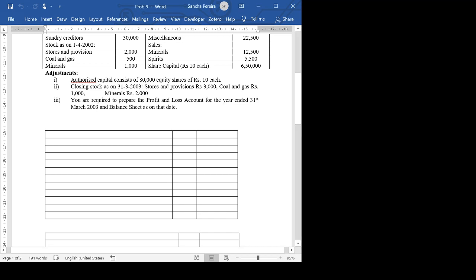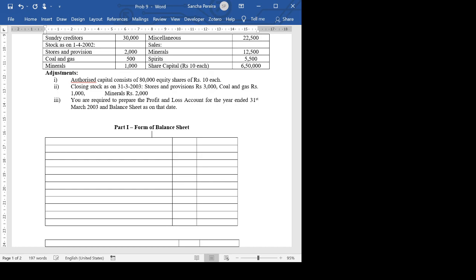So we have the balance sheet first. So I'm going to put it as part 1. That's how the format is. Part 1, form of balance sheet.